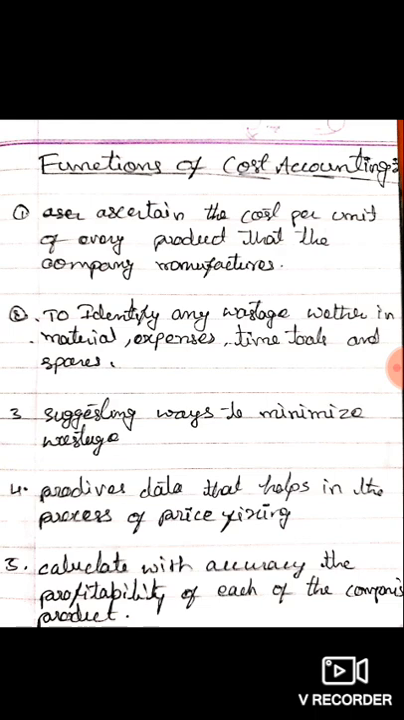and calculates with accuracy the profitability of each of the company's products. Here each and every product cost is ascertained. With that, if the company is producing more than one type of product, they can know each type of product's profits accurately by using cost accounting. This is also one of the functions of cost accounting.